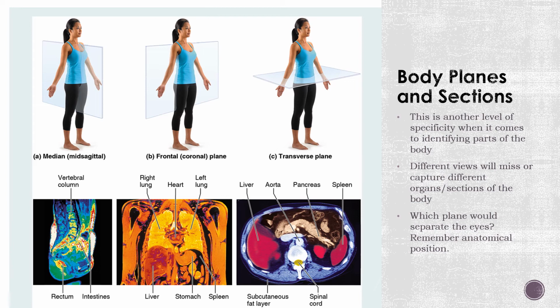This is examples of MRI, so imaging. Which plane would separate the eyes? Remember, you can see in each of these she is standing in anatomical position. So let's think about that. We'll discuss this more in class.